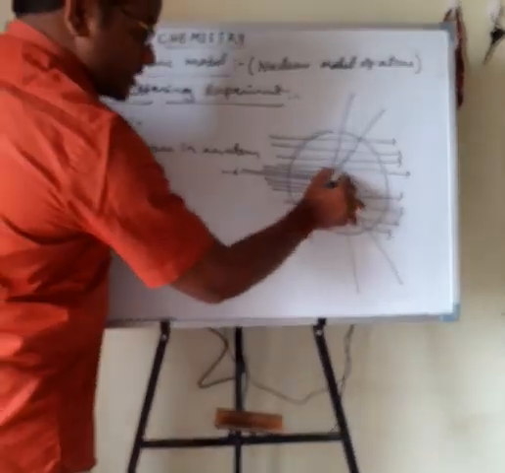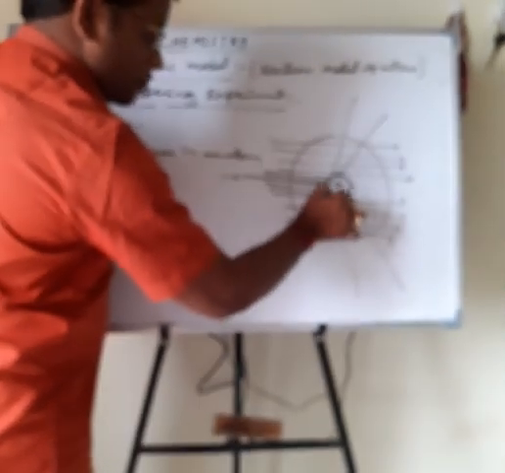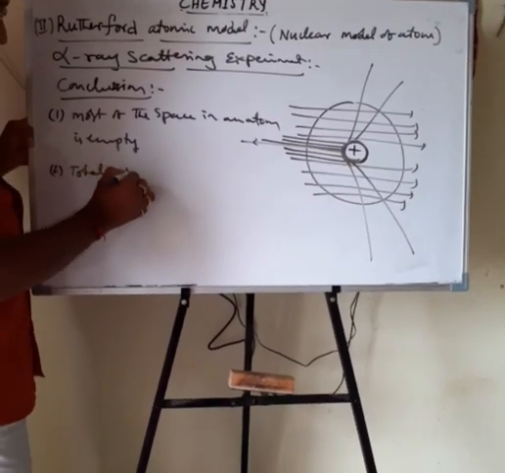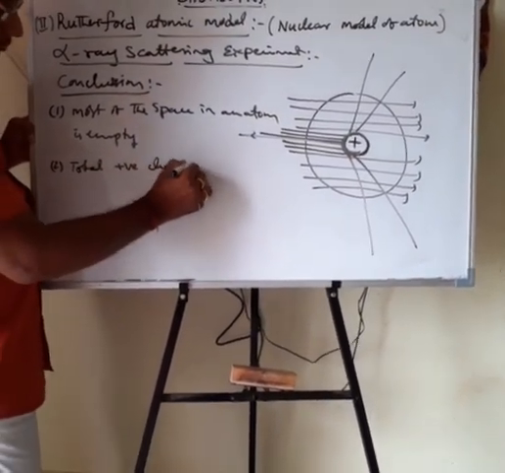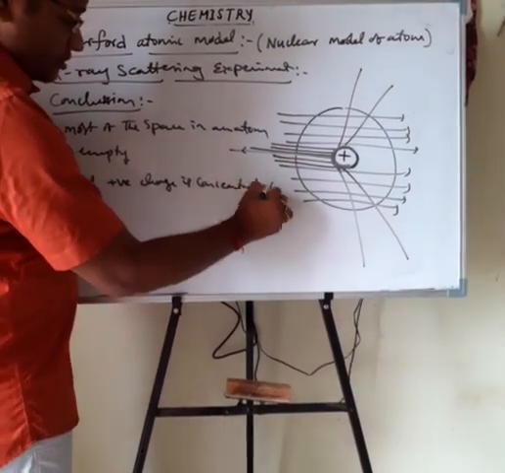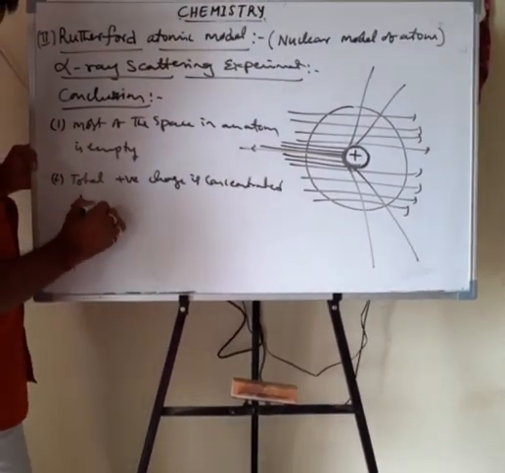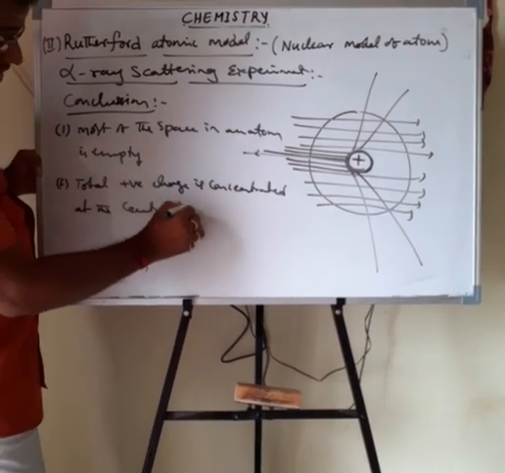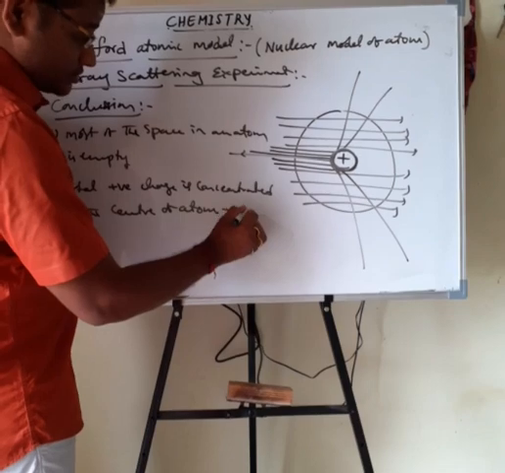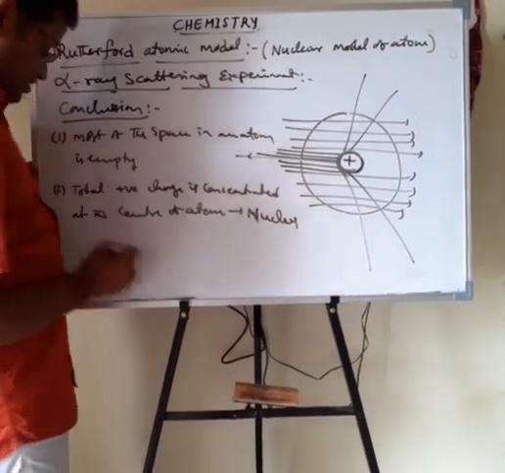That positive charge center, the positive charge sphere, is called the nucleus. That is the second point: the total positive charge is concentrated at the center of the atom. This is called the nucleus. So that is the second point.